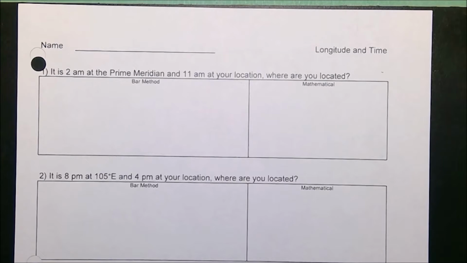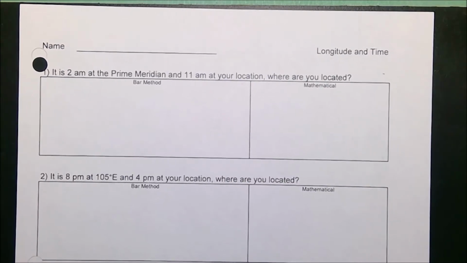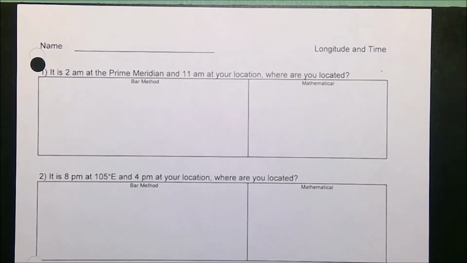Mr. Abbott here, and time for another boring homework explanation. This one is on a worksheet called Longitude and Time.